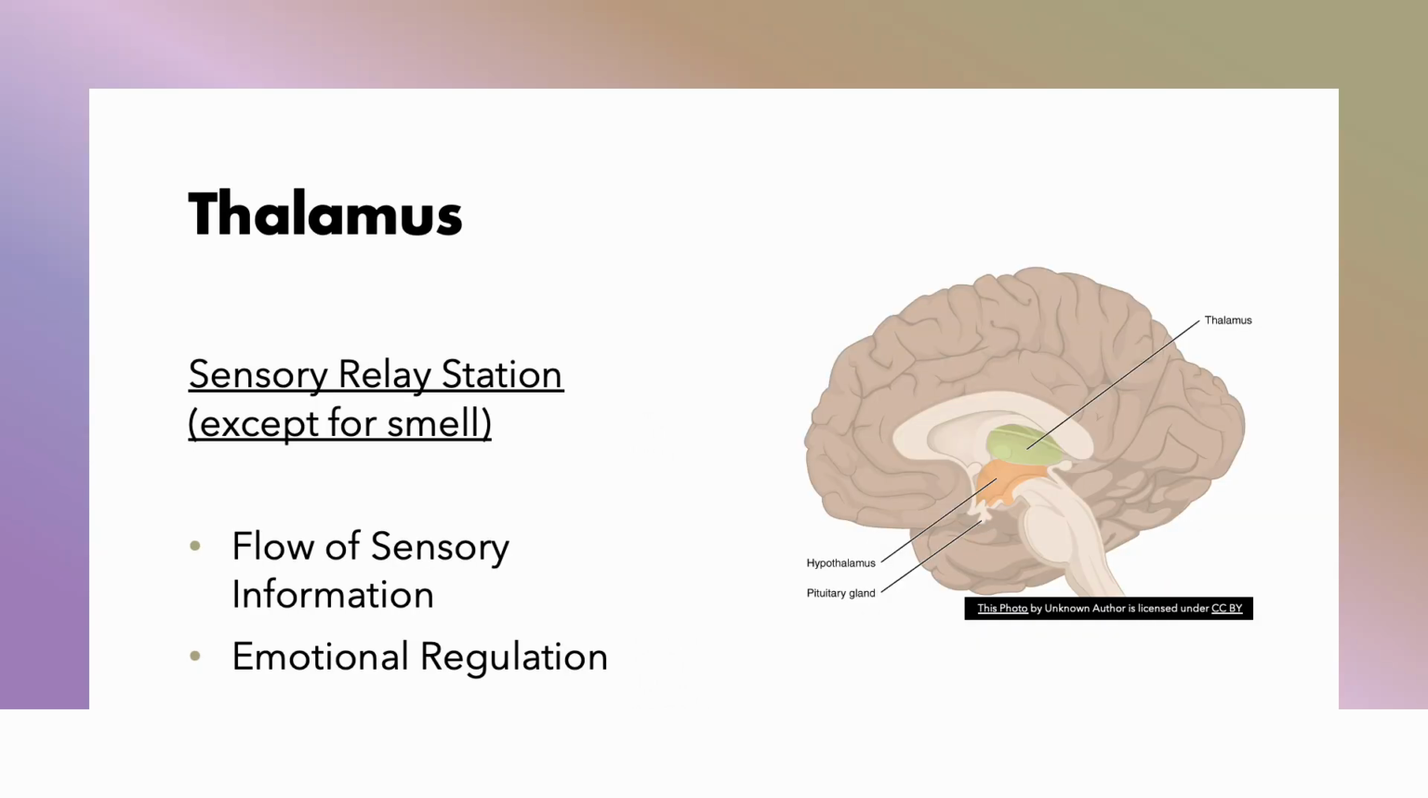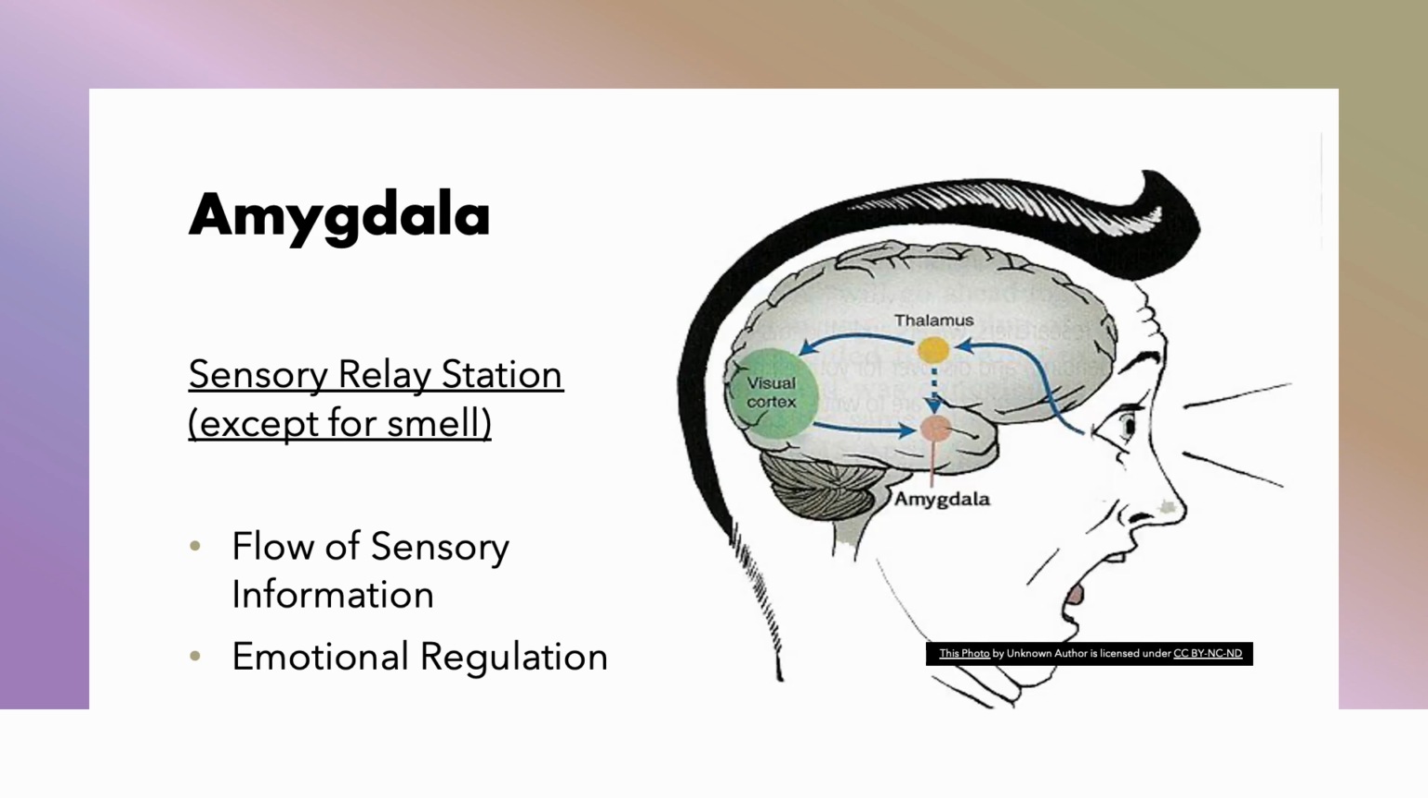The thalamus is the sensory relay station, except for smell, and modulates the flow of sensory information to prevent overwhelming the cortex. It regulates emotions, memory, and related affective behaviors. The amygdala is responsible for mediating mood, fear, emotion, and aggression, and it's also responsible for connecting sensory smell information with emotions.